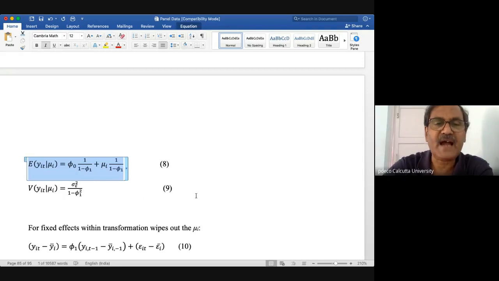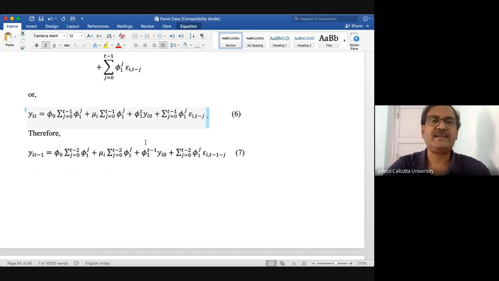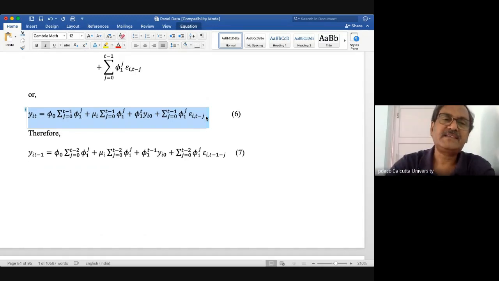Now in equation 5, what we have done here is how you can look at the AR1 structure in panel framework. We can look at AR1 structure in this way. And this form is extremely helpful in finding out the mean value for yit, in finding out the variance for yit or any other moments of the dependent variable yit.